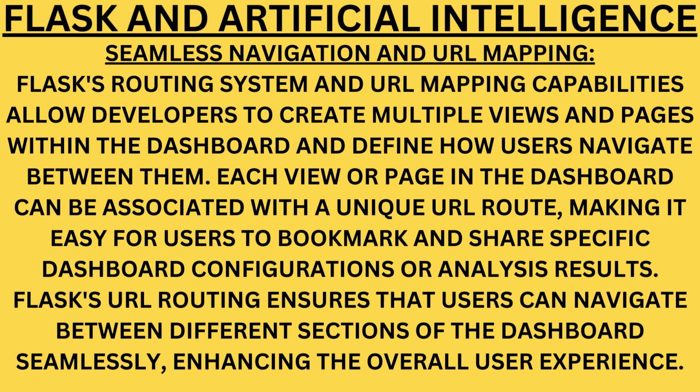Seamless navigation and URL mapping. Flask's routing system and URL mapping capabilities allow developers to create multiple views and pages within the dashboard and define how users navigate between them. Each view or page in the dashboard can be associated with a unique URL route, making it easy for users to bookmark and share specific dashboard configurations or analysis results. Flask's URL routing ensures that users can navigate between different sections of the dashboard seamlessly, enhancing the overall user experience.